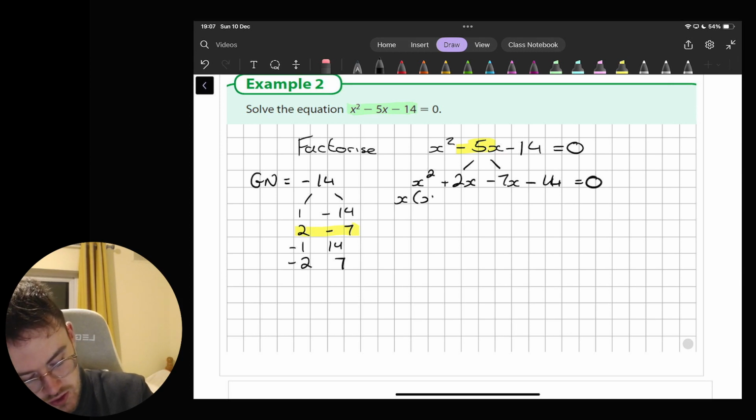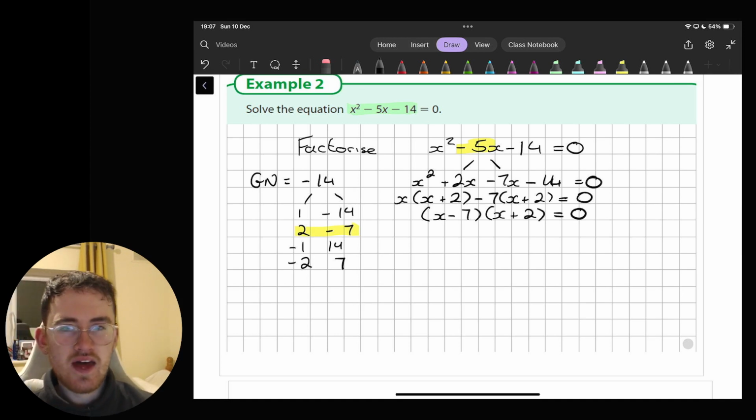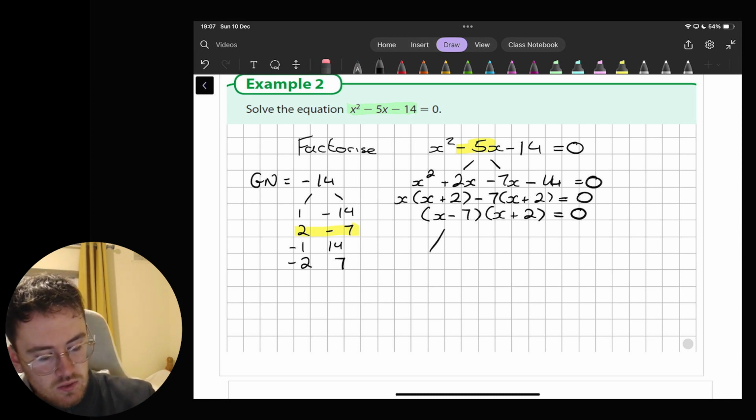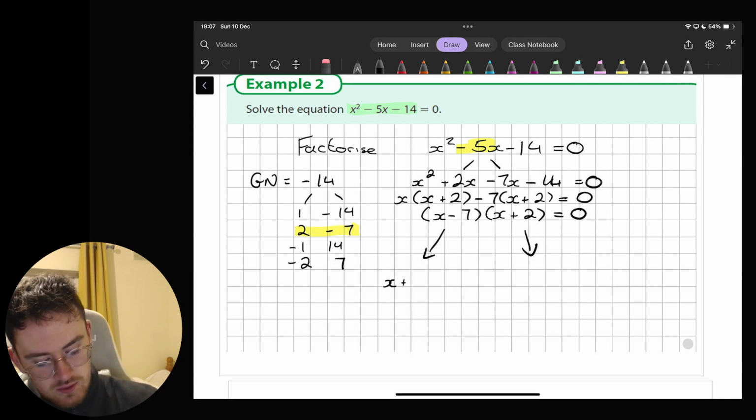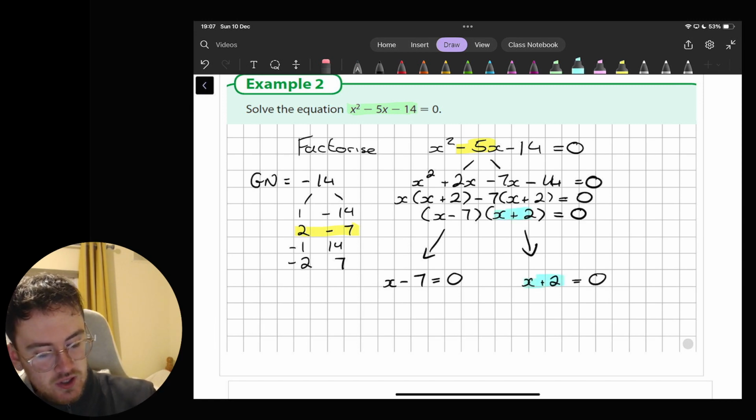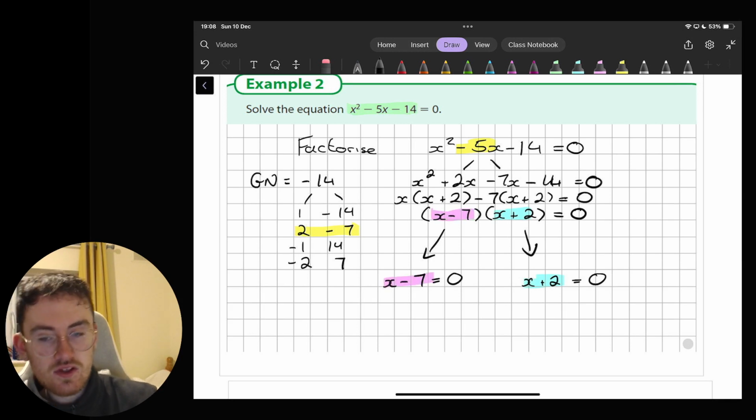Here I'm doing some grouping: x by x plus 2, minus 7 by x plus 2, equals 0. So I get x minus 7 and x plus 2, all equal to 0. Now I've gotten that far, that's as normal. But at this point, we're using our new trick. Because these two things multiply to give me an answer of 0, I have to try out both of them. So I say, let's see if x minus 7 is equal to 0, and let's see if x plus 2 is equal to 0. All I'm doing is taking what's in each bracket and putting it equal to 0, each of them separately.